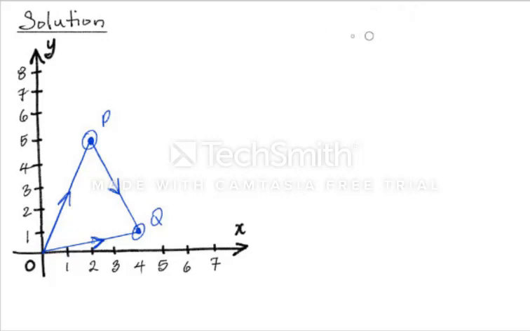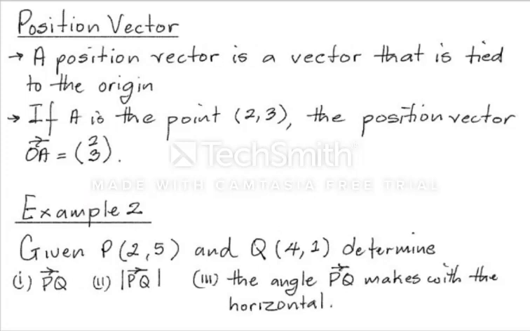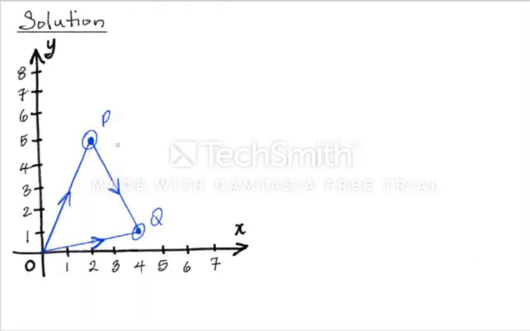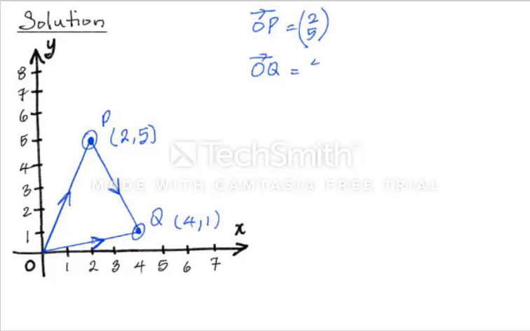So we're given that P is the point 2, 5, so OP would be the position vector 2, 5. The position vector and the coordinate have the same values. Q is the point 4, 1, so the position vector OQ would also be 4, 1. Now we're asked to determine the vector PQ. PQ is actually called a displacement vector.